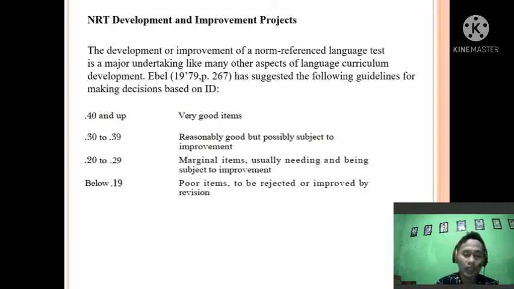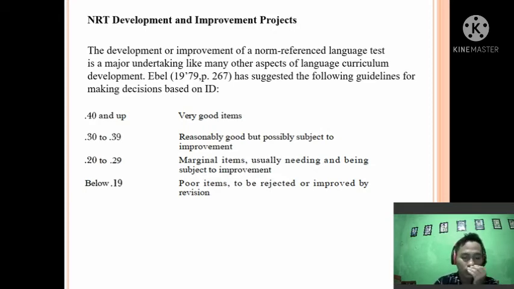Okay, the statistician Ebel has suggested the following guidelines for making decisions based on item discrimination. 40 and up is a very good item. 30 to 39 is reasonably good, but possibly subject to improvement. 20 to 29 is a marginal item, usually needing and being subject to improvement. Below 19 is a poor item, to be rejected or improved by revision.